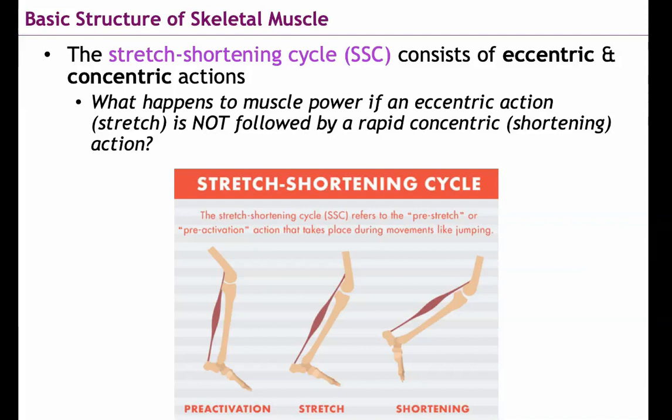All right, so let's switch gears a little bit, and then we will come back to skeletal muscle physiology. But let's switch just for a second, and we're going to talk about the stretch shortening cycle.